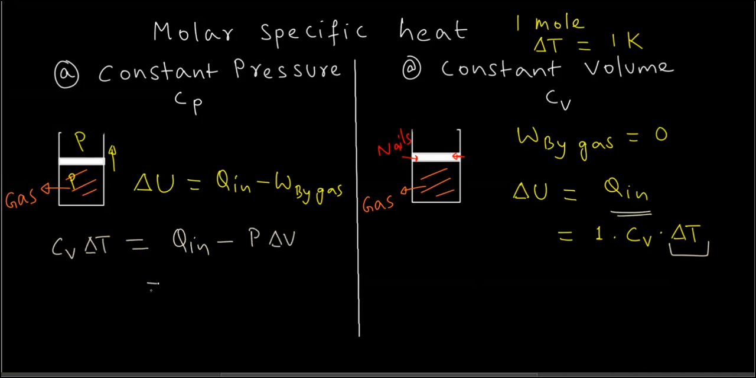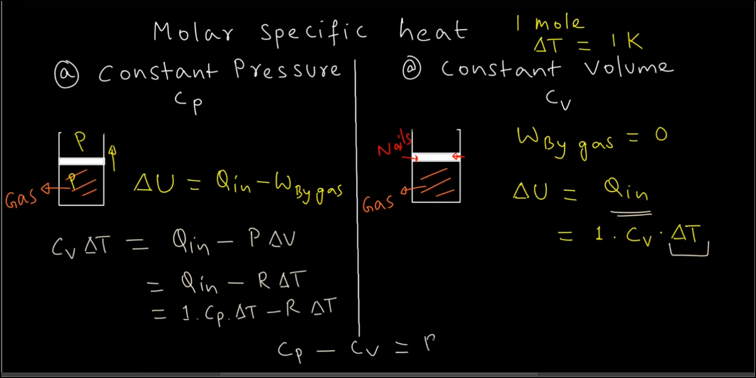Now, if I look at P delta V, because I'm looking at only 1 mole, maybe I can write this as PV equal to nRT. So I can write this as R into delta T. Right? And then what is heat supplied? I'm taking 1 mole and the specific heat capacity is Cp into delta T minus R into delta T. Now, if you look at both sides, your delta T, you can forget. I can write Cp minus Cv is R. You understand?